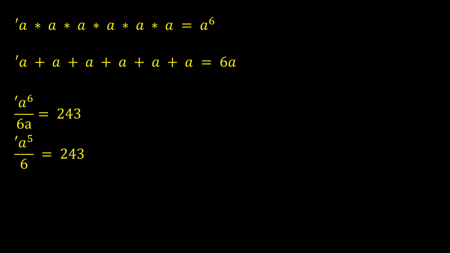Simplify the fraction by dividing A to the power of 6 by A. This gives us A to the power of 5 divided by 6 equals 243. Multiply both sides of the equation by 6 to get A to the power of 5 equals 243 times 6. 243 times 6 is 1458, so A to the power of 5 equals 1458.